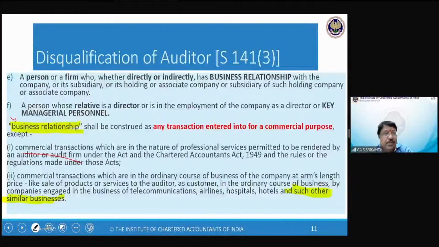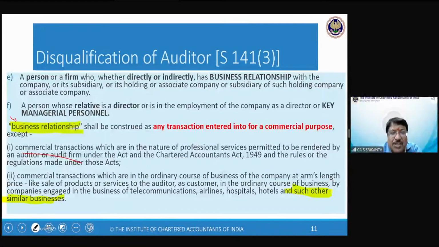A person whose relative is a director or is in the employment of the company as a director or key managerial personnel. By now, from your studies of preliminary definitions, you should know who all the key managerial personnel are. Am I correct? Whole-time director, MD, CFO, company secretary, CEO, and any other person designated as a key managerial person. So these are all KMP, key managerial personnel.